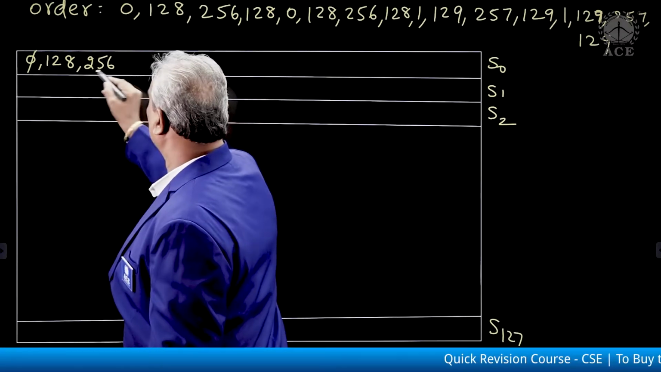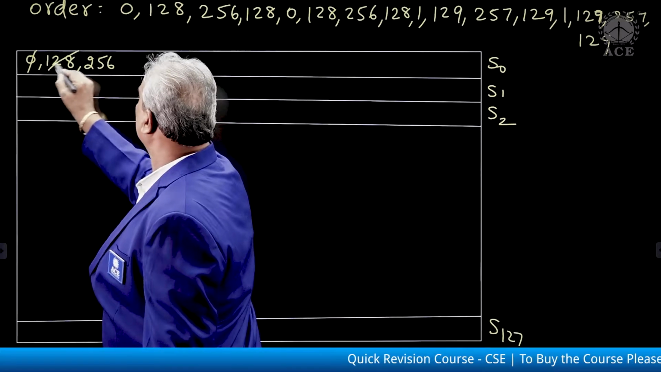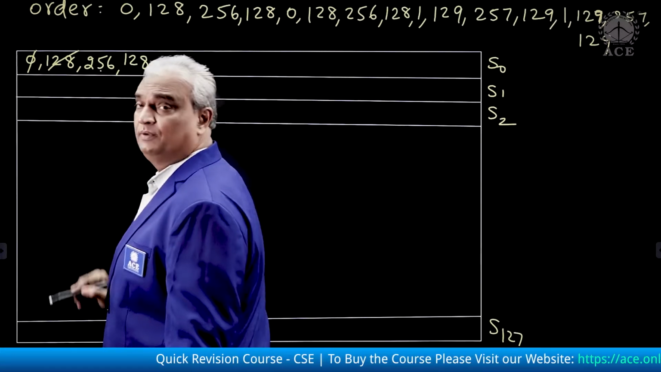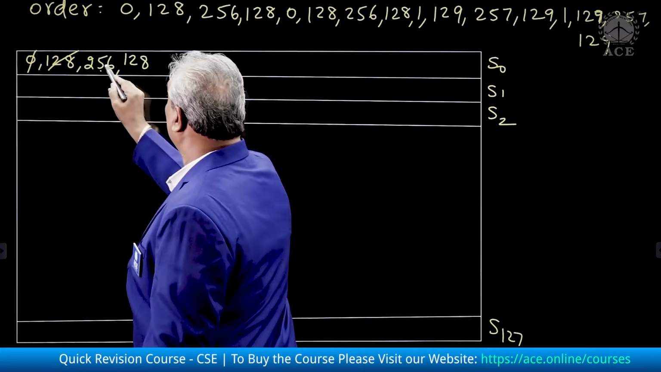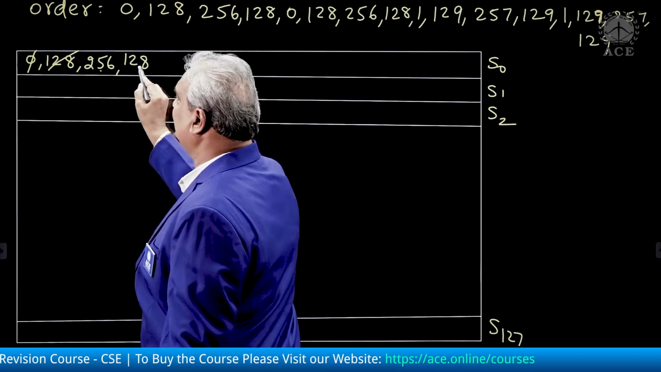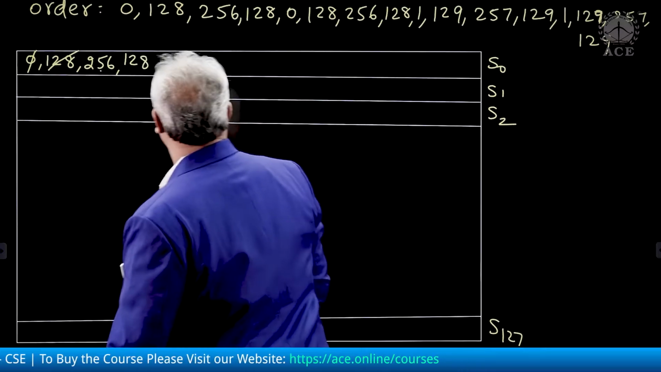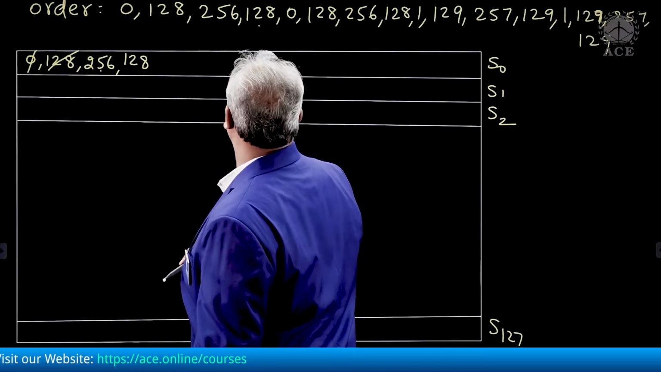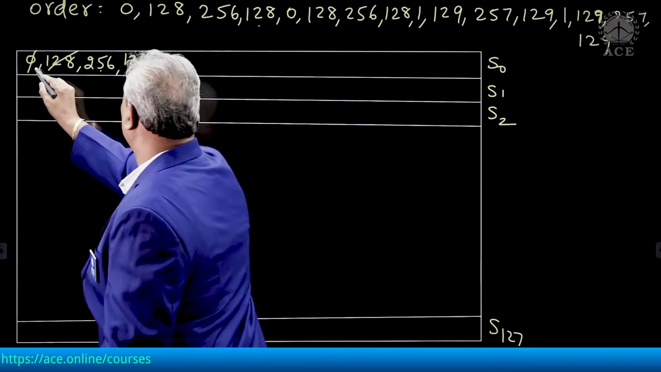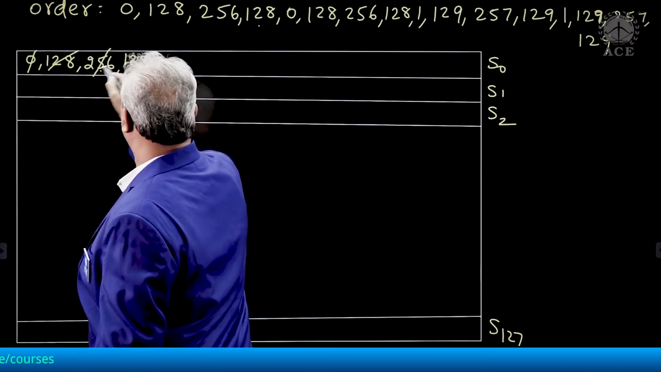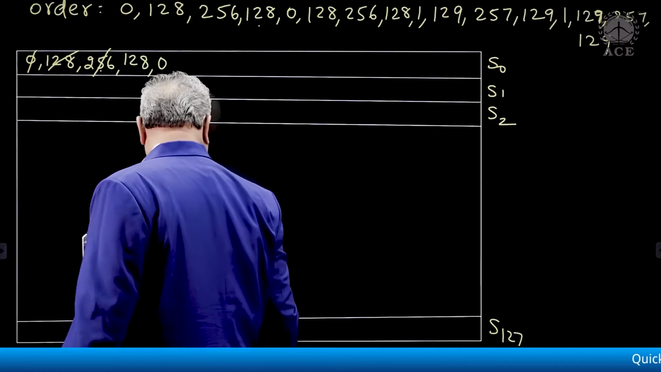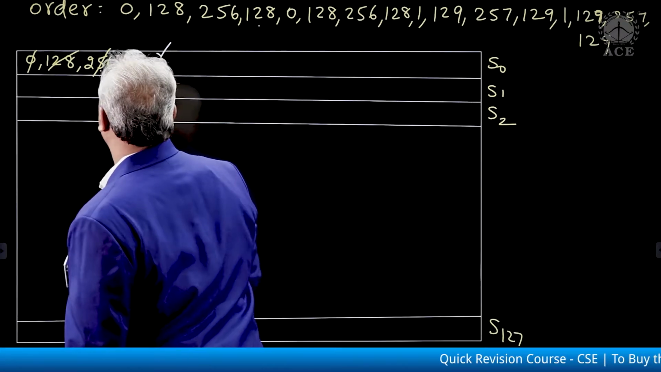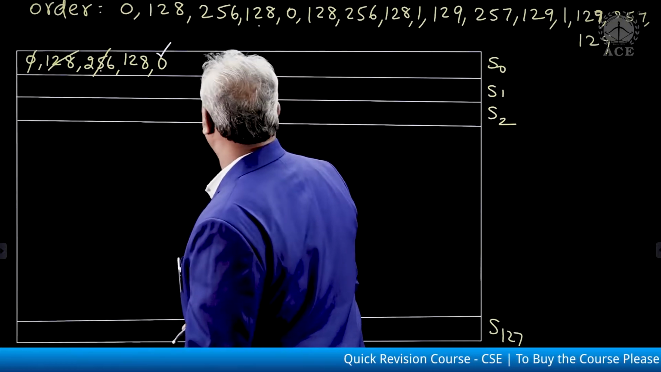Next, what about the next one? 128. Already available. That's why it is a hit. Which type of miss is it? Compulsory. Next, for this, it is a hit. It is not a miss, it is a hit. What about the next one? 0. Already 0 is not there. That's why 256 is replaced with 0. Which type of miss is it? It is nothing but a conflict miss.